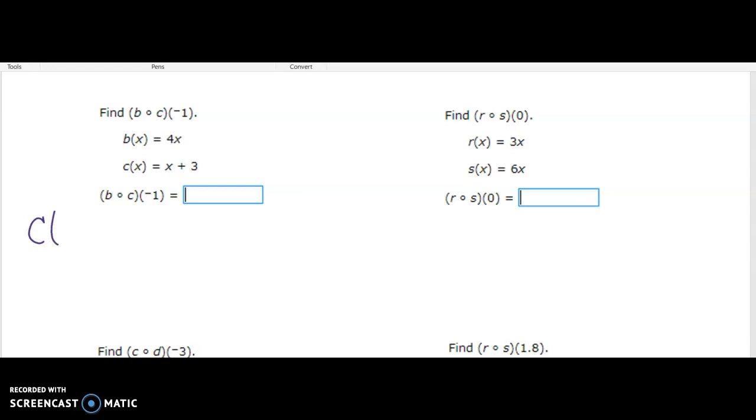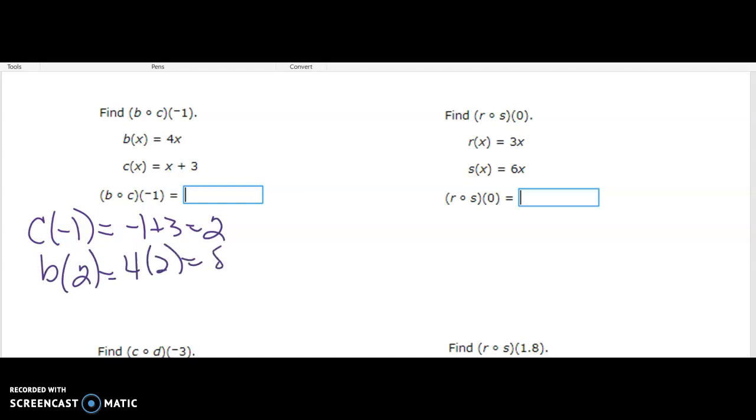We're going to put negative 1 into the C. C is x plus 3, so negative 1 plus 3 is 2. So we're going to put that 2 into the B. So 4 times 2 is 8. See, they're not difficult. They just look really weird because you've never done anything like it.